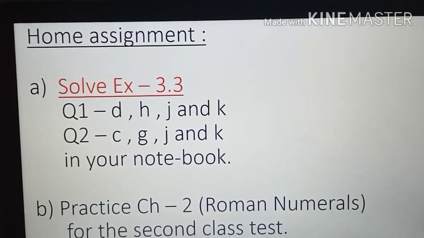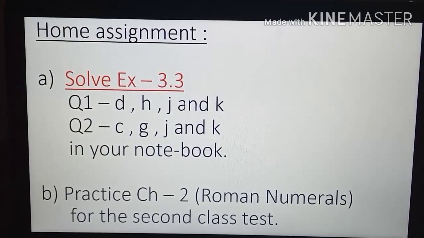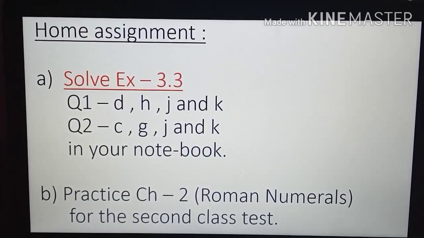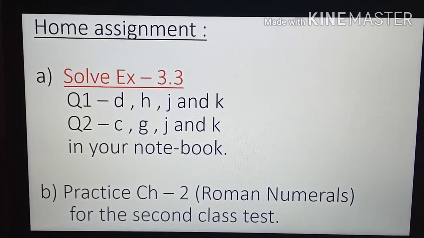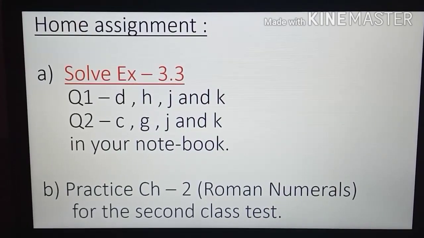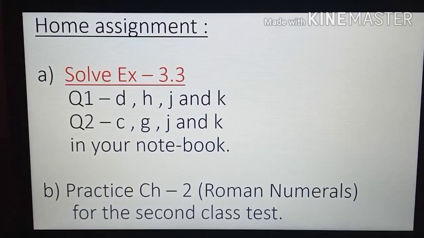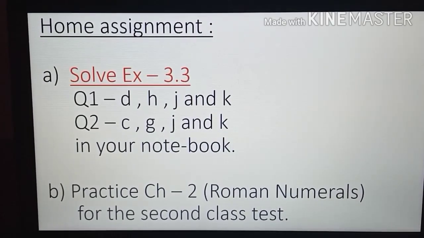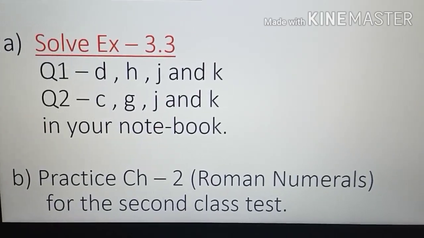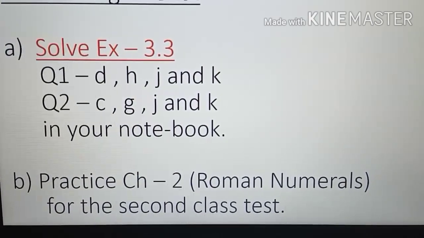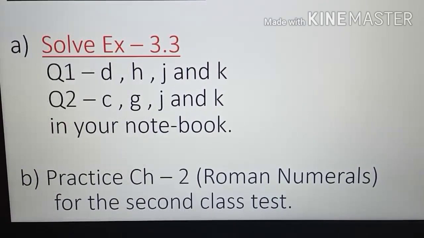Now it's time for home assignment. Your home assignment is solve exercise 3.3. In question number 1, you will solve question number D, H, J and K. In question number 2, you will solve C number, G, J and K in your notebook and solve other questions in the book only. And second thing, children, you will practice chapter 2, that is Roman numerals, for the second class test. I will declare the date in the next video.